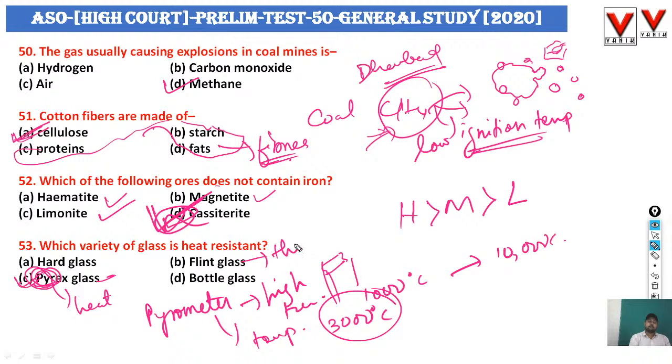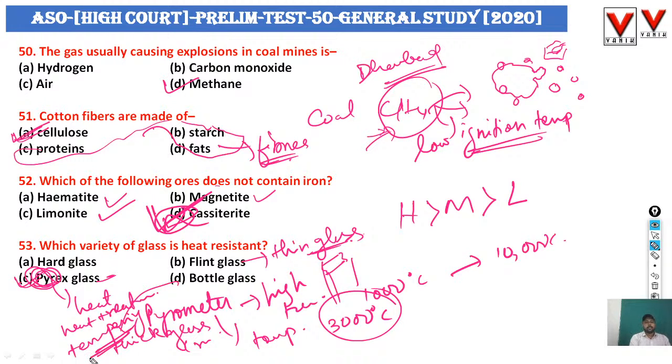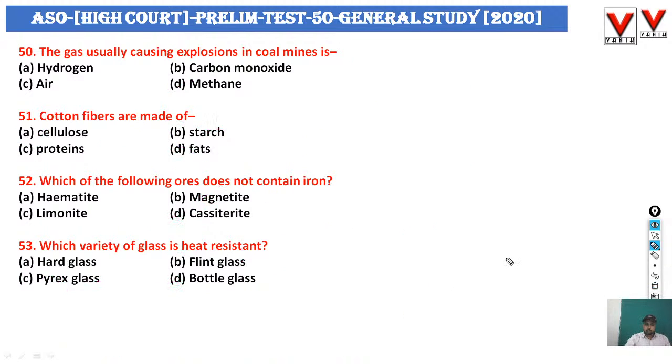Flint glasses are very thin glasses. Bottle glasses are also thin glasses. Sorry, bottle glasses are thick glasses, but they are not resistant to heat. Pyrex glasses undergo heat treatment. Tempering is a kind of heat treatment used in glasses to increase their hardness. That is the reason Pyrex glasses are heat resistant. So the answer to this question is option C. Hope it is clear to you all. Moving to the next part.